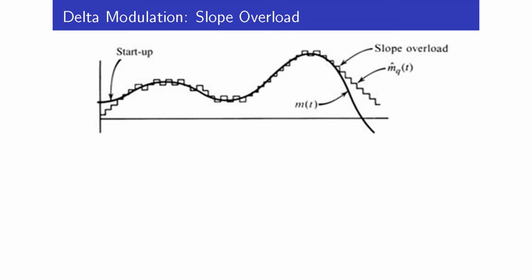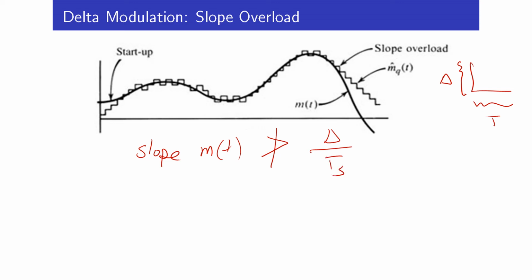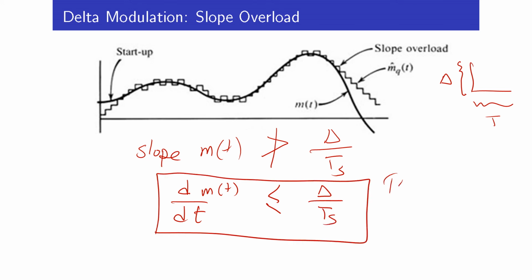So in order to express this, we have to put a condition such that the slope of m(t) is not larger than the slope of the quantized signal. Again, the slope of the quantized signal is proportional to the change of delta over TS, so that will be delta over TS. What is the slope of m(t)? This is the first derivative of m(t) with respect to t, and we don't want it to be large, so it should be less than or equal to delta over TS. So this is the condition to avoid slope overload.